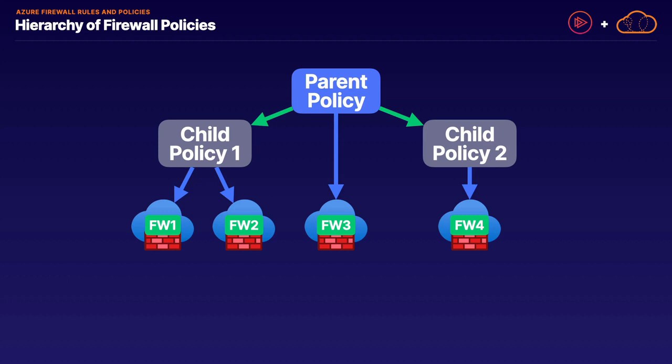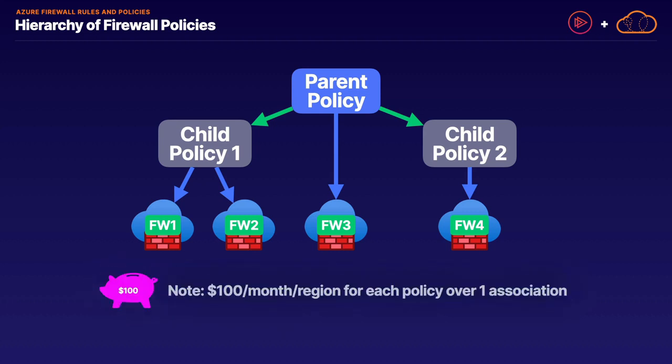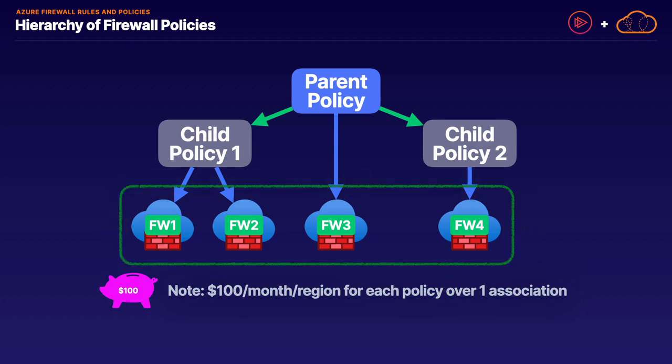And whenever we're associating our policies to our firewall resources, we have to keep in mind that this costs money, right? Specifically $100 per month per region for each policy that is over one association. So let's just say all these firewalls are inside of the same region. Well, they have an association with the parent policy, either directly or indirectly through inheritance of a child policy. And what that would mean here is it's $100 per month per region for each policy over one association. And so because we have 4 associations here, either indirect or directly, it's $100 per association for our parent policy.